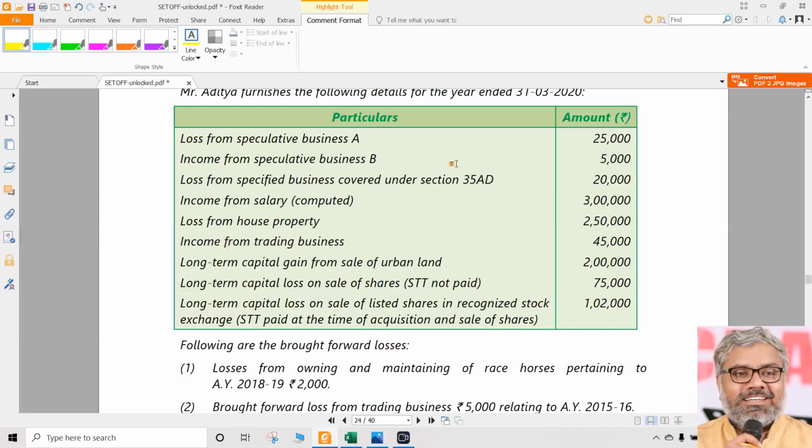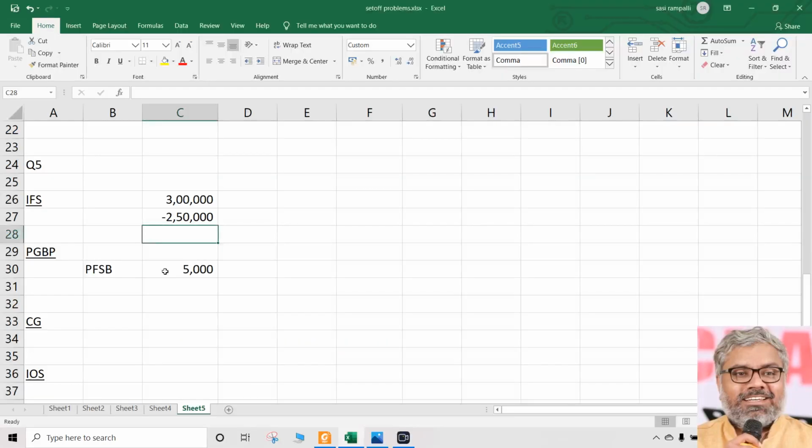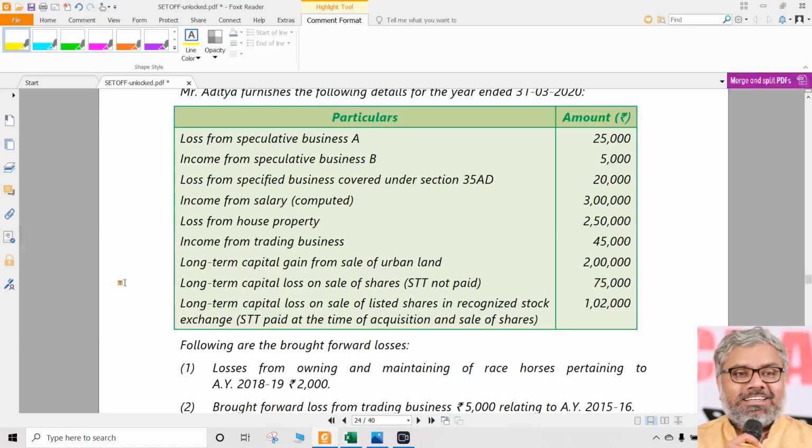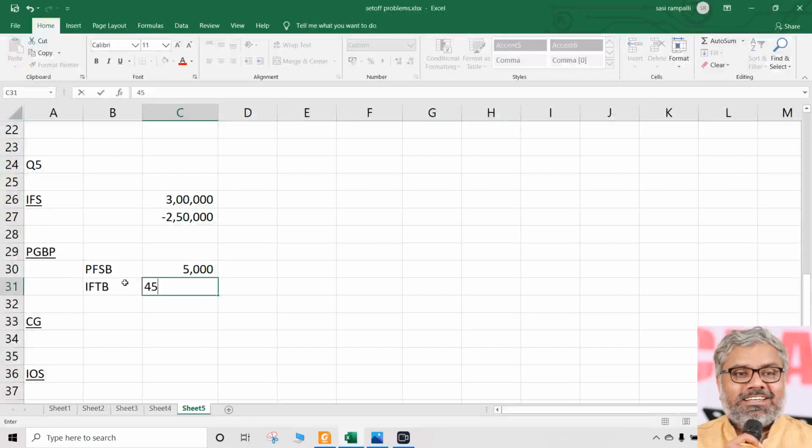But basically in the first round we have to write down all the positive items. Negative items, if something is so obvious like loss from house property, that can be done. If not, all of them can be done at a later stage. Then income from trading business 45,000. So there is also a PGBP income, let us call it income from trading business. Whatever is given under the head of PGBP, income from trading business positive, that is 45,000.